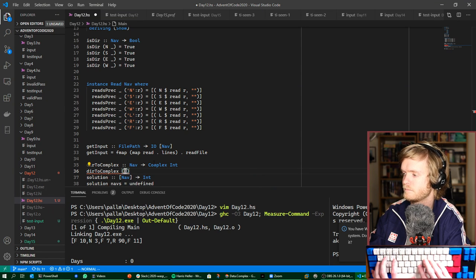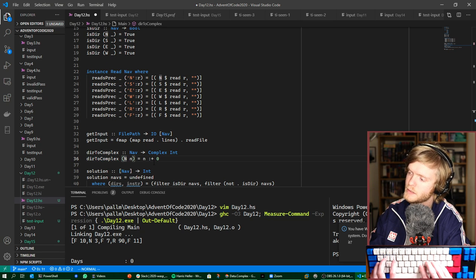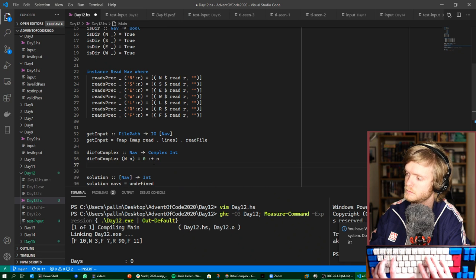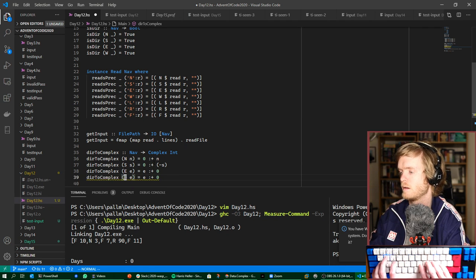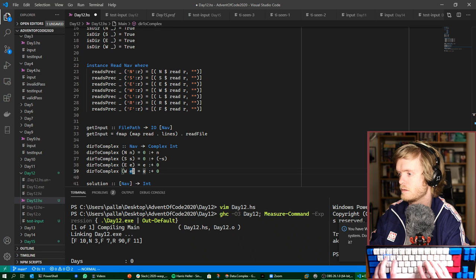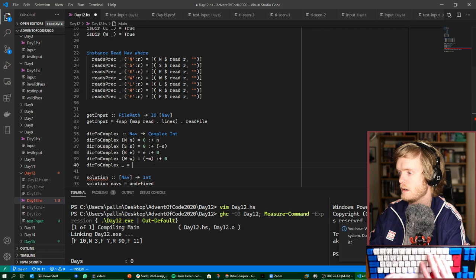dirToComplex North, and that's gonna be n plus 0. Now that's gonna be, oh no, sorry, that's gonna be 0 plus n. dirToComplex South n, so it's gonna be 0 plus minus n. dirToComplex East, it's gonna be n. So S and S and E and E, and then West. West is gonna be minus n. And dirToComplex, anything else is just gonna be undefined.